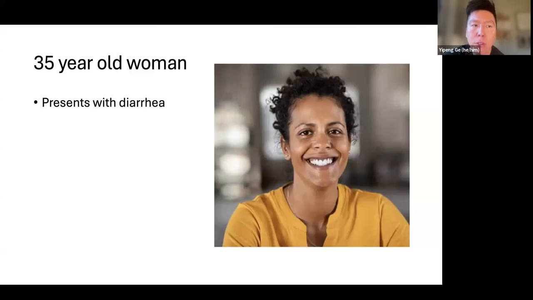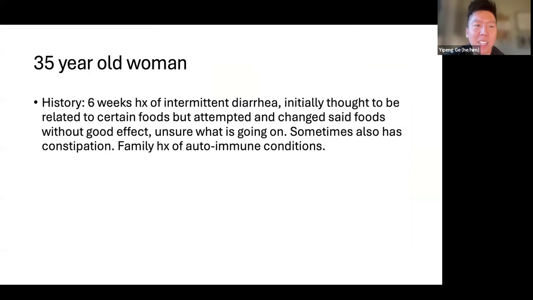Here's a case of a 35-year-old woman. She presents with diarrhea. You might be seeing a pattern now with what your patients are presenting with. She has a 6-week history of intermittent diarrhea. It was initially thought to be related to certain foods, but she attempted and changed said foods without good effect. She's not really sure what's going on. Sometimes she also has constipation. There's a family history of autoimmune conditions.